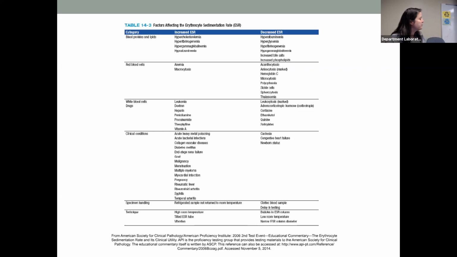This chart is in your textbook. It really kind of outlines which conditions would have an increased ESR and which ones would have a decreased ESR.